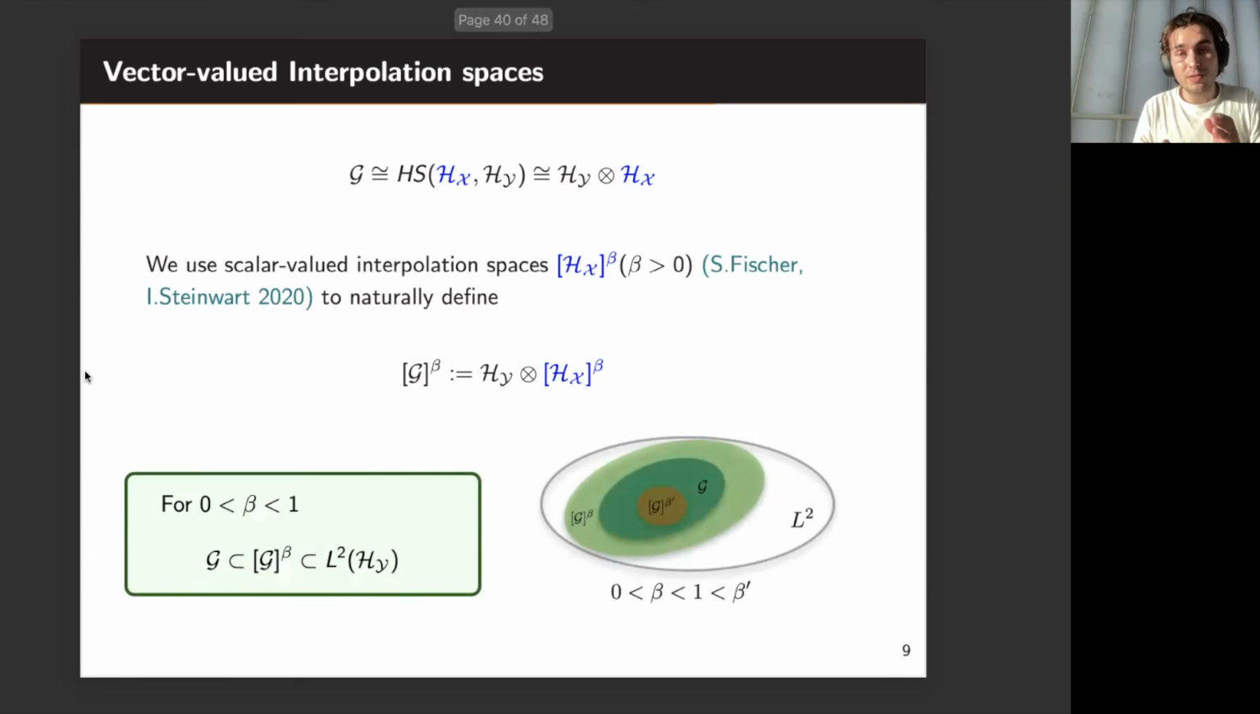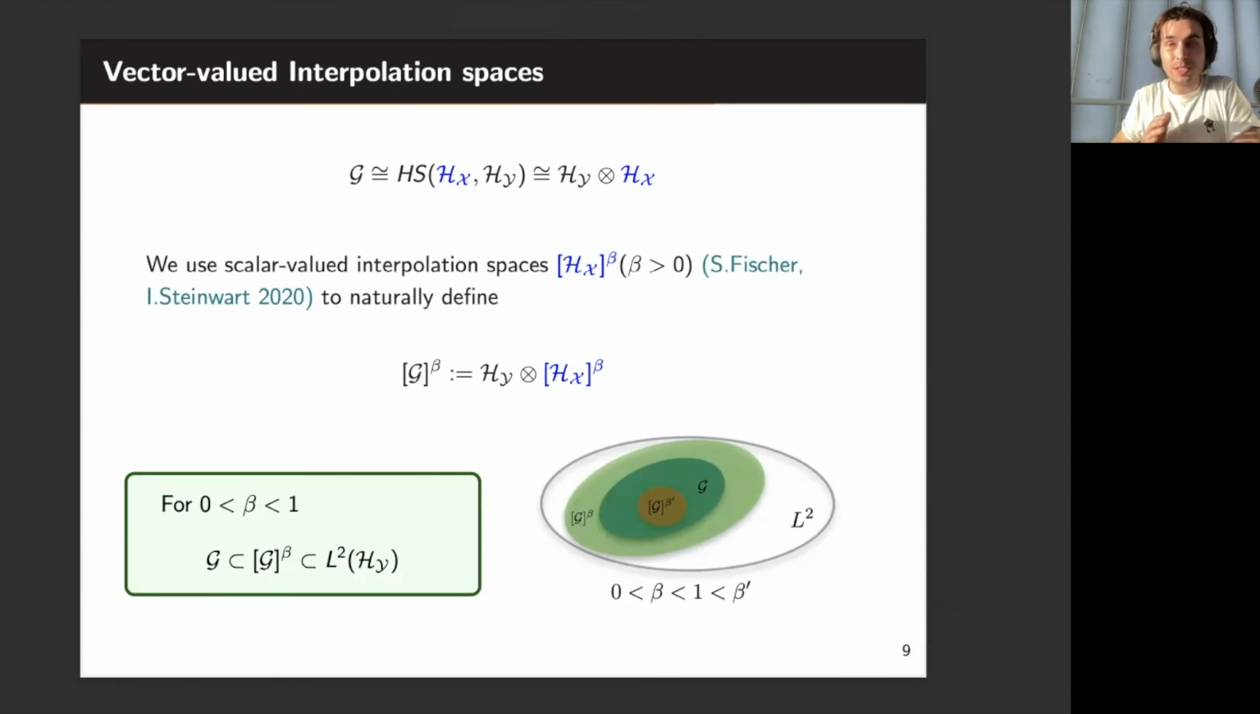And the situation is summarized in this figure, where if the parameter of the interpolation space is greater than 1, we are inside our hypothesis class. And if the parameter, beta here, is between 0 and 1, G beta lives between our hypothesis class G and L2.